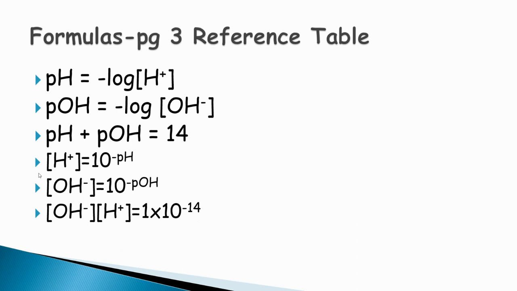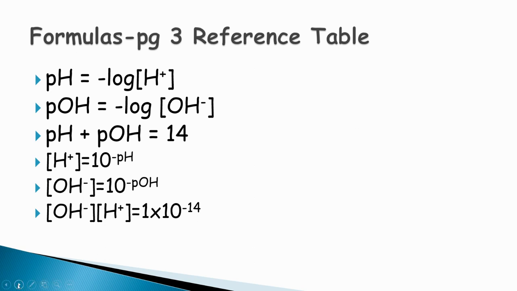And then these two are just the reverse of the first two. So this time we are solving for the concentration of H+ using pH. And here we're solving for the hydroxide ion concentration, the concentration of OH-, using pOH. And then our last formula here relates those two concentrations. So what we see is that the concentration of the hydroxide, the OH-, times the concentration of the hydrogen ion, the H+, is always going to be equal to 1 times 10 to the negative 14th.